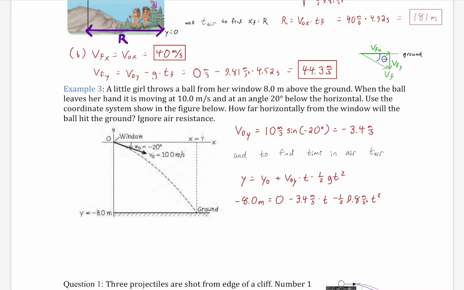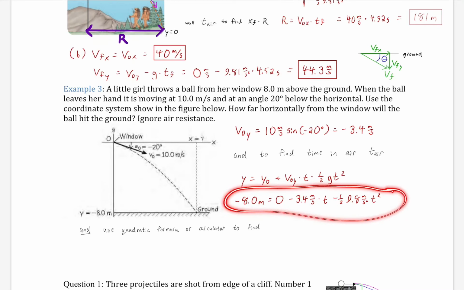All right. Here is our v naught y t, which becomes negative 3.4 meters per second times t. And here is our gravity term, 1/2 g t squared. All right, and we're going to use the quadratic formula or a calculator to find it. You could use a polynomial solver, you could use a graphing calculator and find the horizontal intercept, or you could just write it out and solve it with the quadratic formula. So you've got multiple ways to solve one of these t squared problems like this.